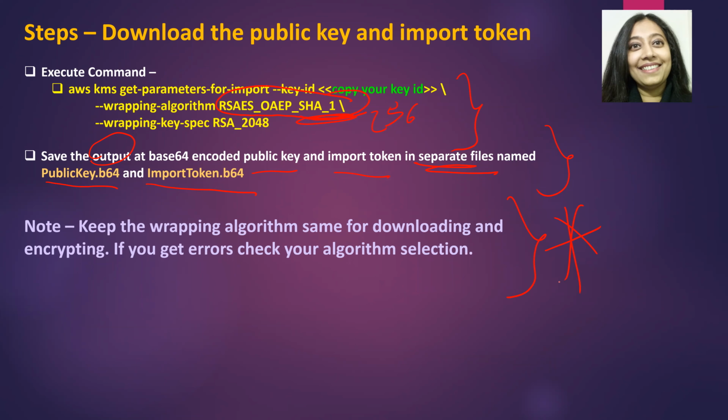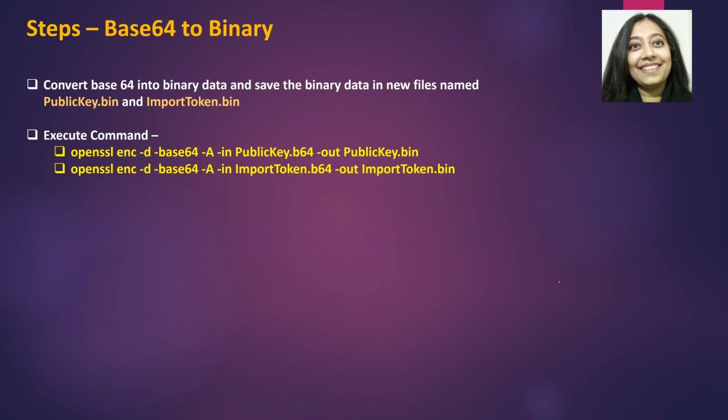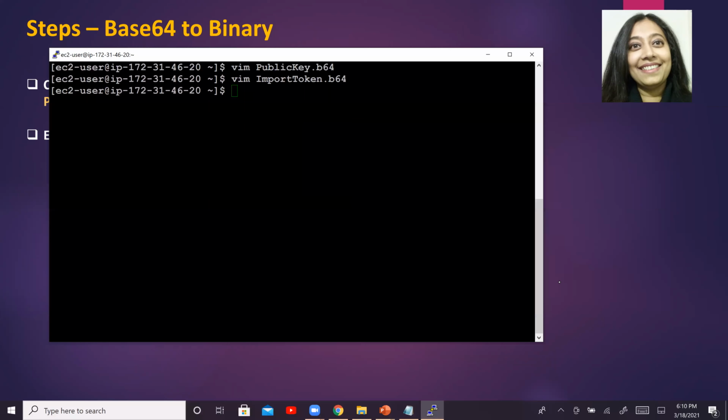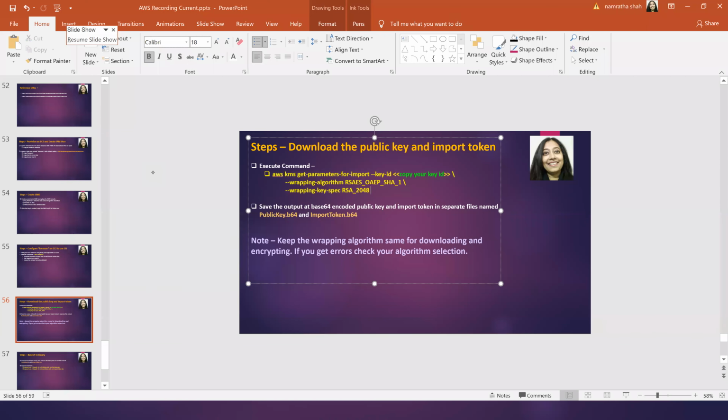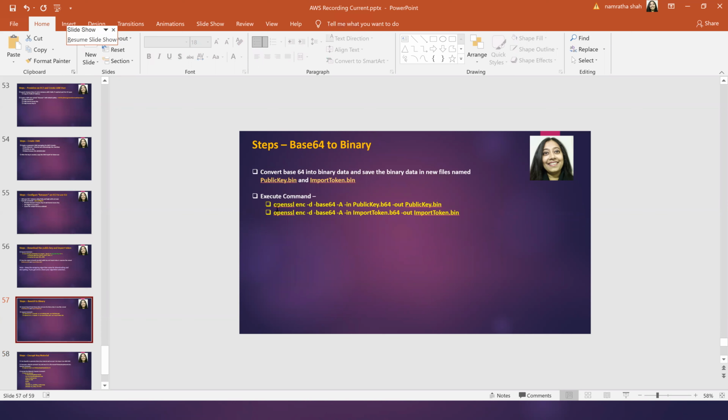This is important. Okay, so the next thing that we are going to do is convert this base 64 information to binary. So we're going to just convert this data. Okay, and for that, these are the two commands, right? We are going to create two files, public key.bin and import token.bin. And these are the two commands to do that. So let me quickly go ahead and copy this particular command, right? So these are the two commands right here.